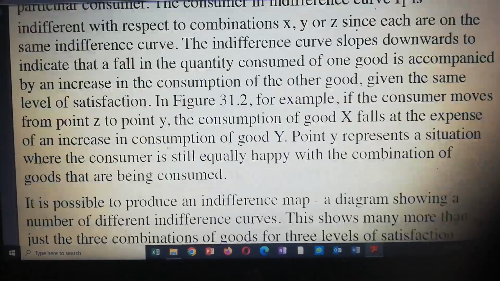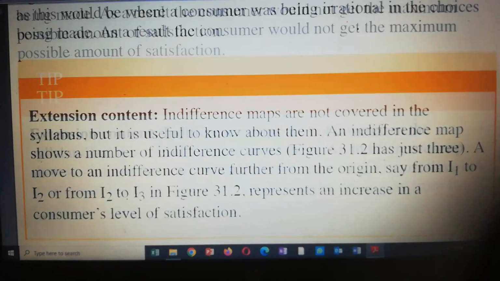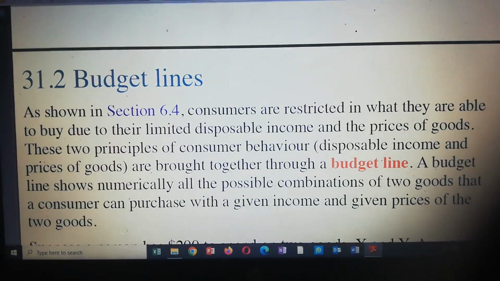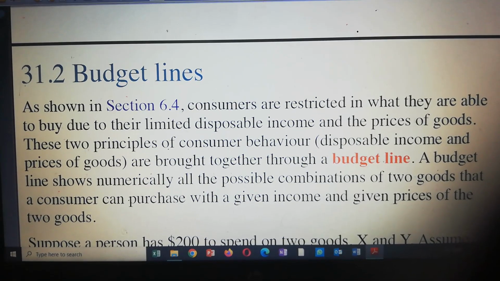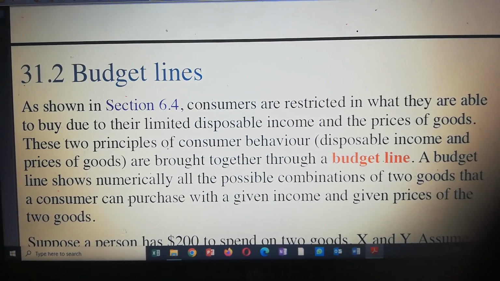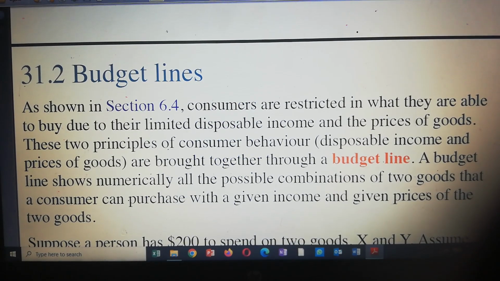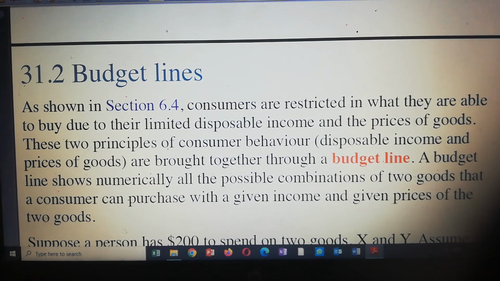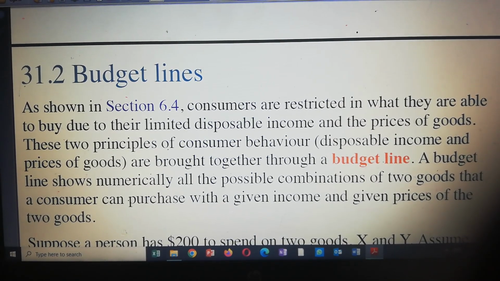We are not required to know a lot about indifference curves according to our syllabus, but we need to have an understanding of how they work, so that we are able to understand what we call budget lines. Now remember I said that consumers want to maximize their satisfaction by going for the highest indifference curve, but there's only one thing that limits them, and that particular thing is what we call budget lines.